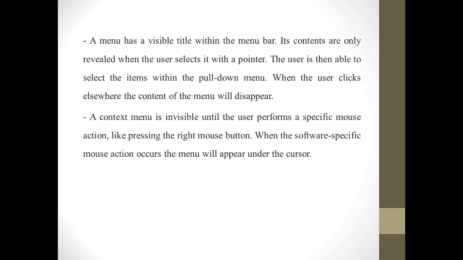The context menu is invisible until the user performs a specific mouse action like pressing the right mouse button. When the software-specific mouse action occurs, the menu will appear under the cursor.